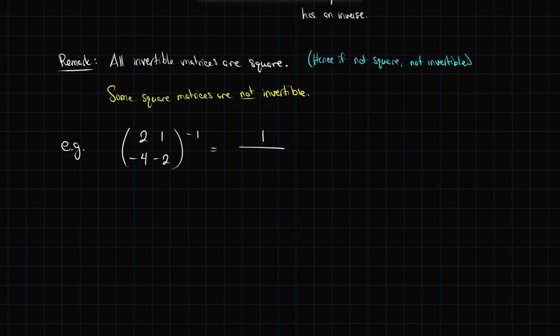That was 1 divided by AD, so 2 times negative 2, minus BC, so 1 times negative 4. And then the rest of the matrix was A and D traded places, so we get negative 2 and 2. And then B and C became negative, so negative 1 and positive 4. Let's go ahead and compute this. I get 1 divided by negative 4 minus negative 4, so plus 4, then negative 2, negative 1, 4, 2.